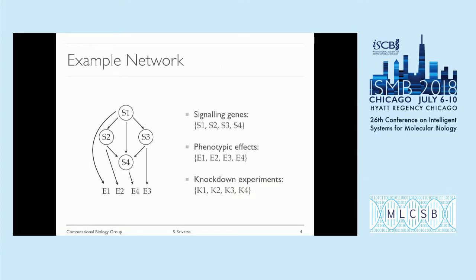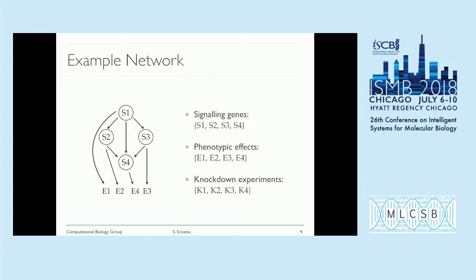Before I proceed further, I'd like to introduce you to some of the common terminologies that I'll be using throughout this talk. So S1 to S4 are called signaling genes, and we're mainly interested in inferring the relations between these genes. E1 to E4 are observed phenotypic effects, and these are associated with the different signaling genes. And K1 to K4 are different knockdown experiments, with K1 designed to knock down S1, K2 designed to knock down S2, so on and so forth.